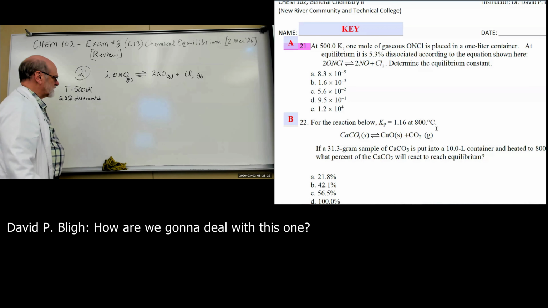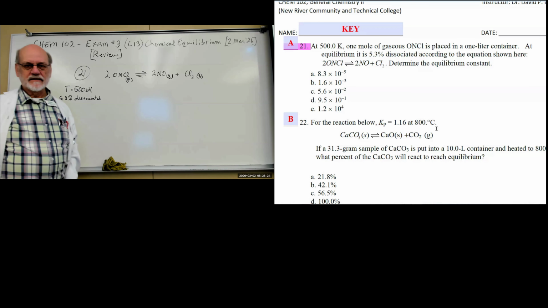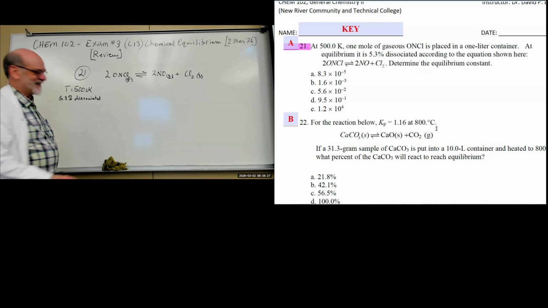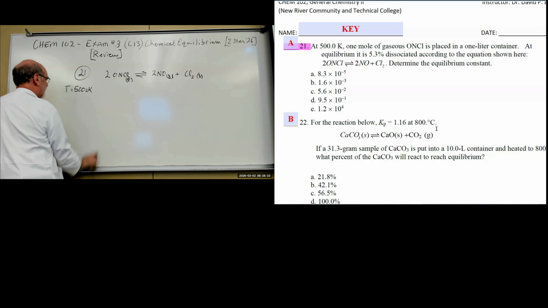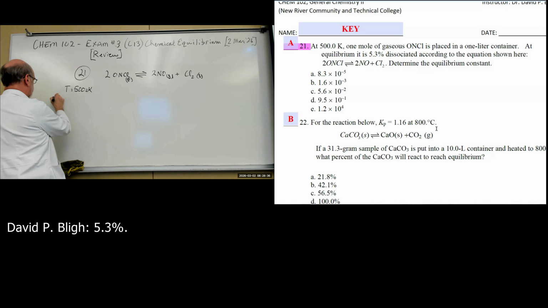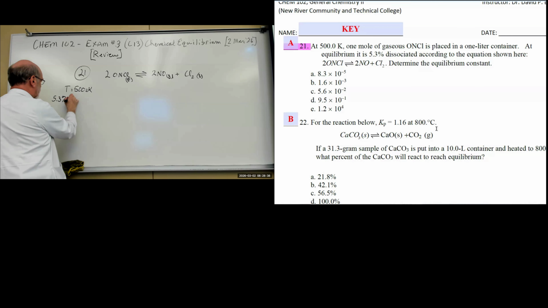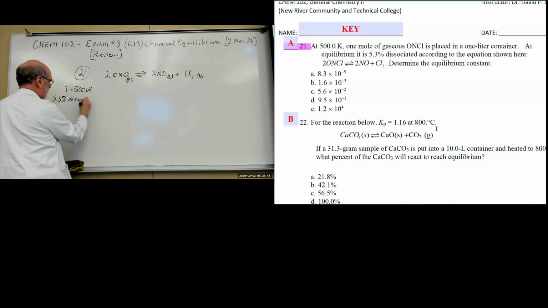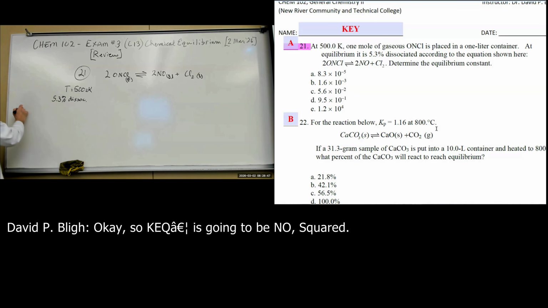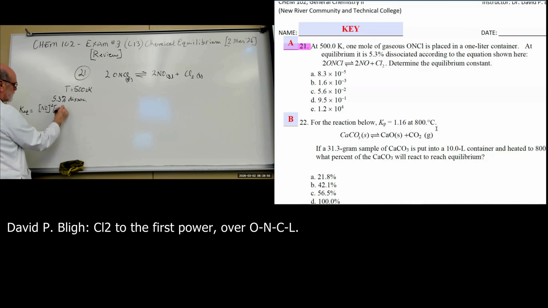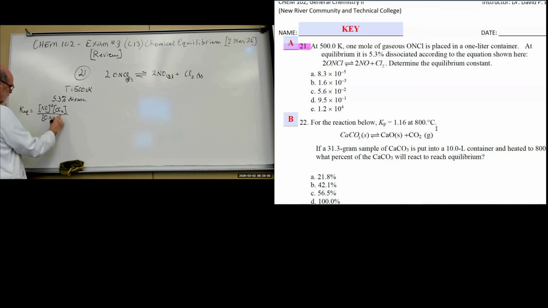All right. How are we going to deal with this one? Time for the ICE table, isn't it? Okay. Let's move this over here. 5.3% dissociated. And the question is, what's the equilibrium constant? Okay, so Keq is going to be NO squared Cl2 to the first power over ONCl squared.